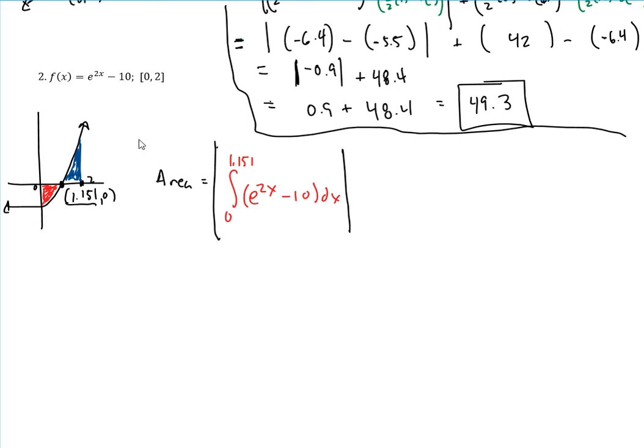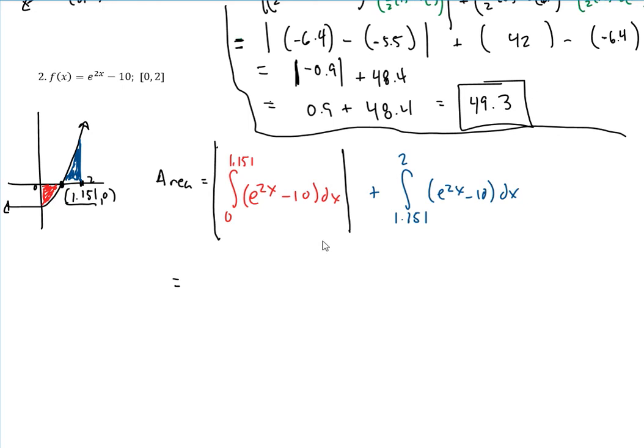And then we'll add the blue one. So plus another integral. That one starts at 1.151, and it goes to 2, and then it's the same old function, e to the 2x minus 10 dx. Now it's similar to before, where we just need to be careful with the math. So our area is equal to, this one in the red, let's keep it in red, and I'm going to put the absolute values at the end.